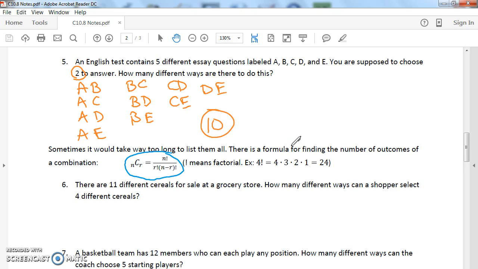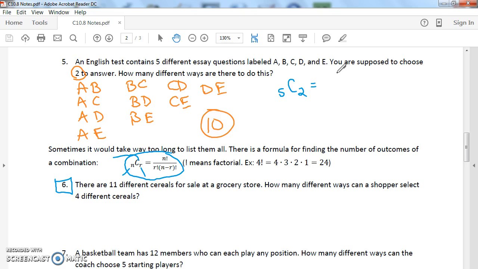Sometimes it would take way too long to list all of the options. Number 6 will be a great example of that. I'll show you here in a moment. There is this formula. The C stands for combination. The N is for how many you have to choose from, and the R is for how many you are choosing. So in this situation, we have 5 questions to choose from. It's a combination, and we're choosing 2.